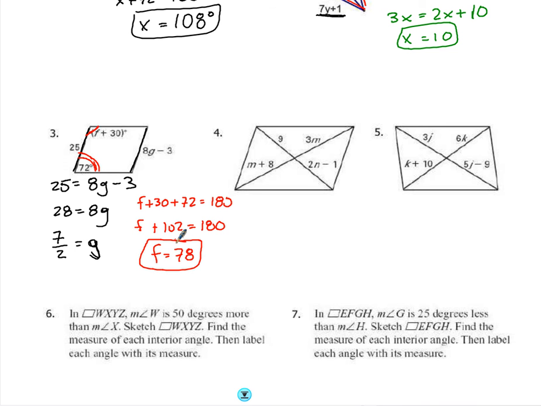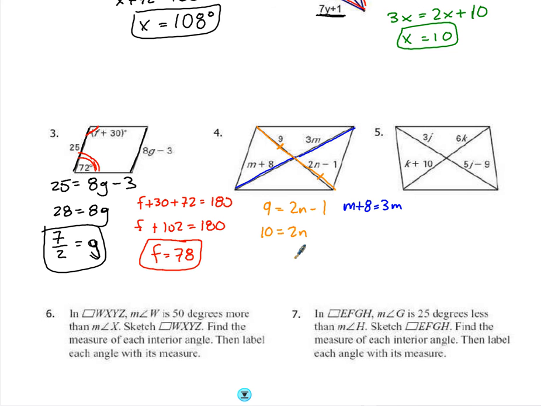Looking at number 4, here we're given segments which are along the diagonals, meaning that if I have a diagonal and a different diagonal of that same parallelogram, they bisect each other, making the smaller segments congruent to each other. 9 is going to be equal to 2n minus 1. And also, m plus 8 is going to be equal to 3m. Once we set up the relationship, solving is pretty easy. We're just going to add 1 to both sides of this equation to get 10 equals 2n, divide by 2, and n equals 5.